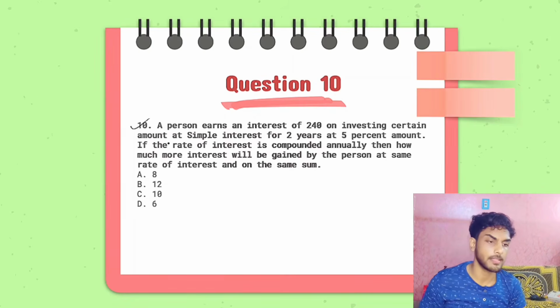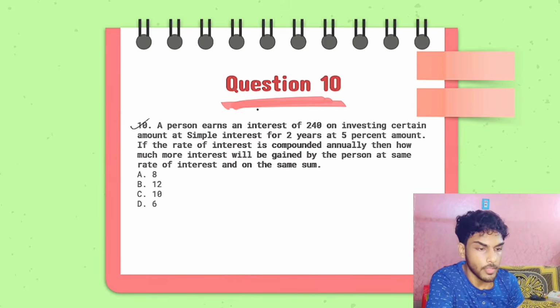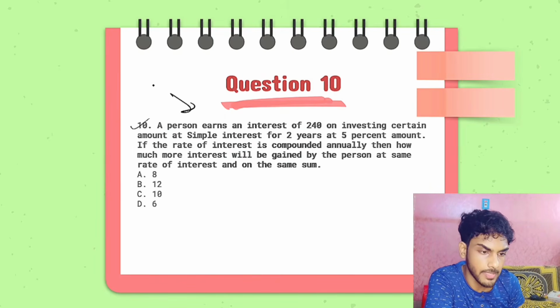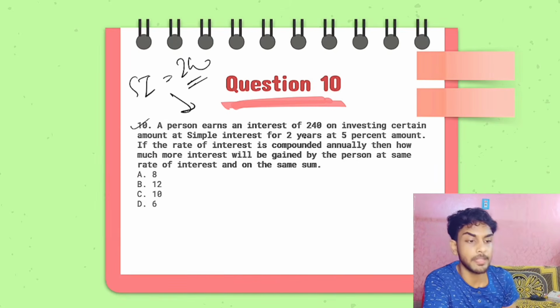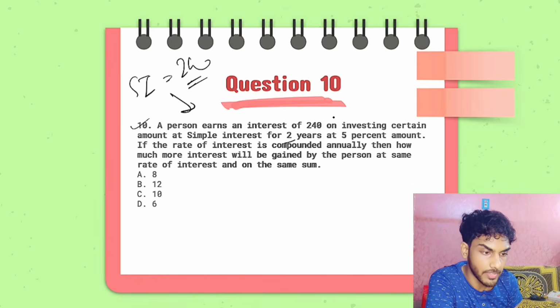Question number 10: a person earns an interest of 240. Just from seeing this, you will understand the simple interest is 240. You already know the SI. The principal is not given anywhere. Time is given, SI is given, rate is also given. Simply, you have to find out the principal from here.